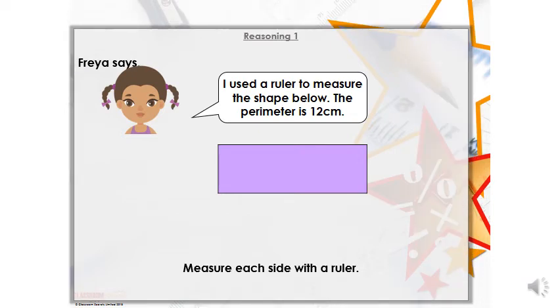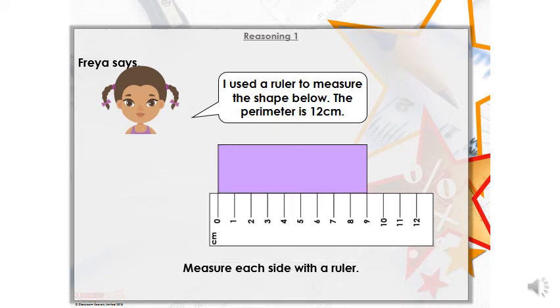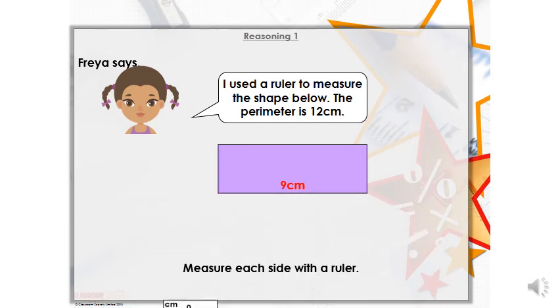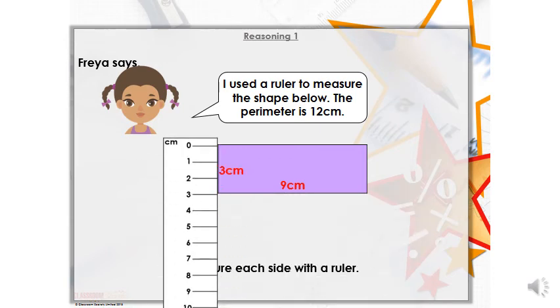So first thing we're going to do is we're going to get our ruler and we're going to measure each side. Okay, so we've measured the first side and it's 9 centimetres. And the second side, which is 3 centimetres. So 9 and 3 is 12 centimetres. So where's she gone wrong? What has she forgotten to do?